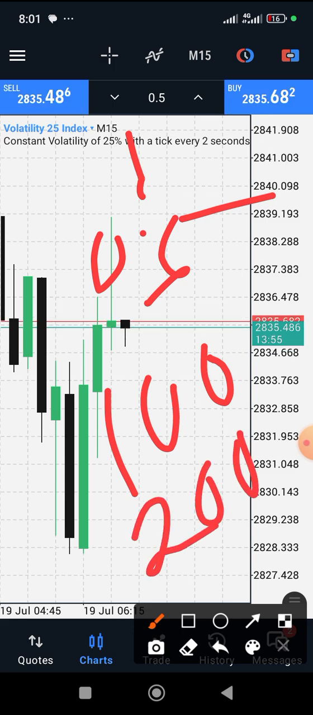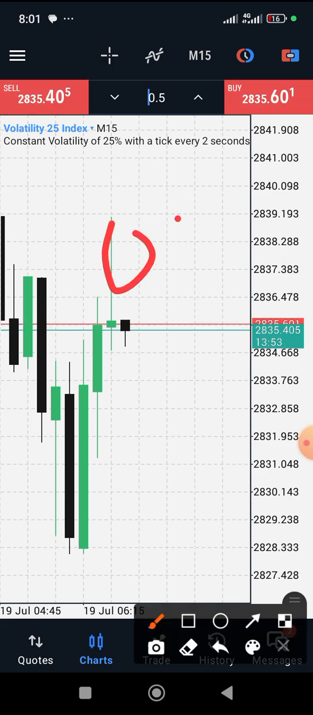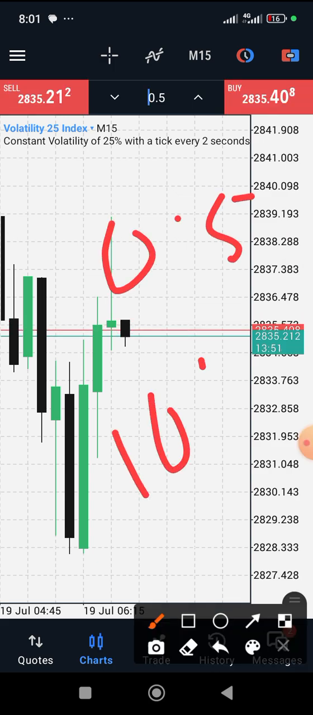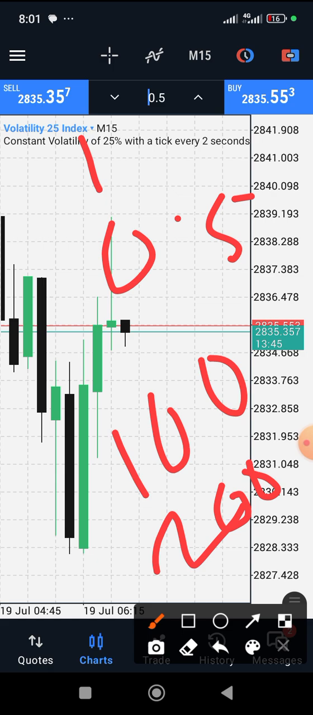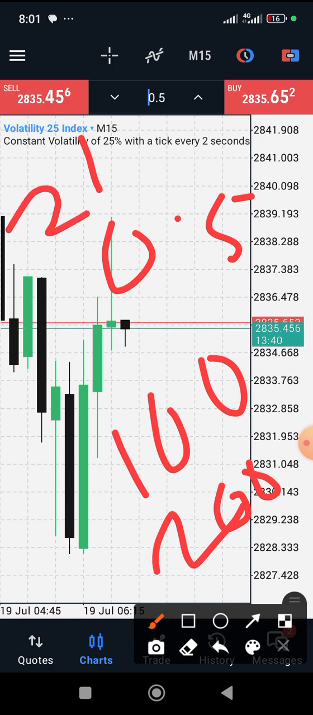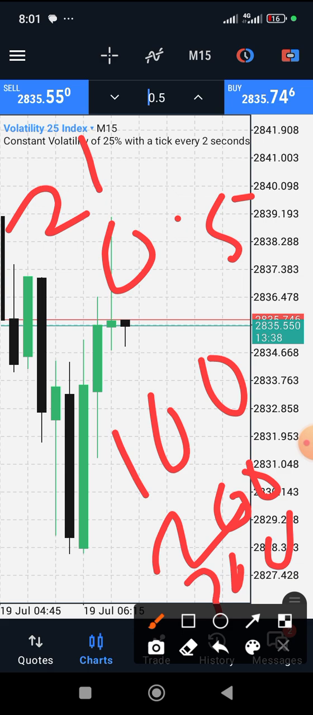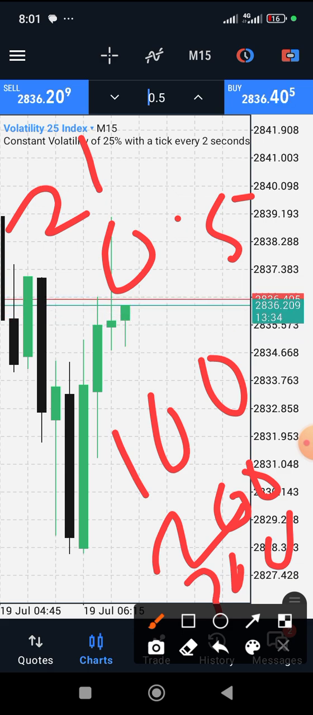Do you understand? You used 0.5 lot size to make $100. If you had used 1 lot size, you would have made $200. If you had used 2 lot size, you would have made $300. So that's it. You use lot size to determine how much you want to make in this market.